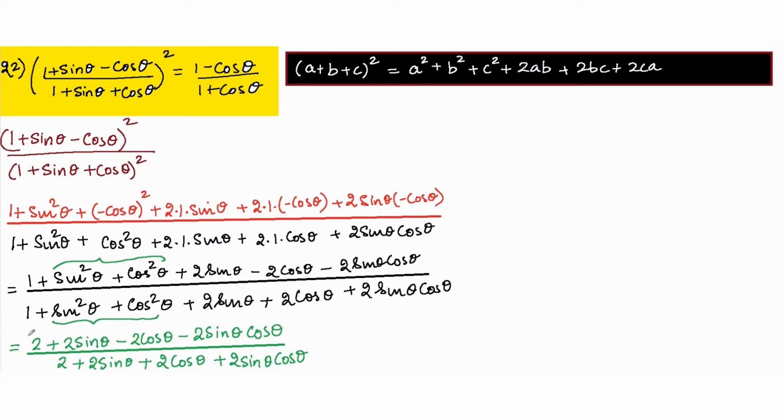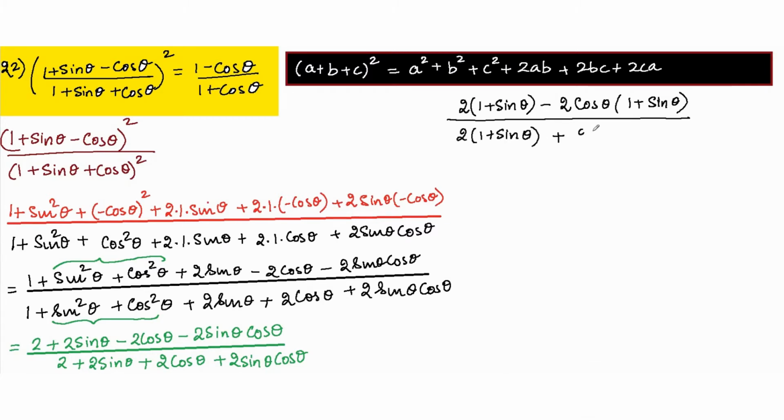Now let's consider factorization. From the first two terms 2 is common. So 2 times 1 plus sin theta. In the next two terms minus 2 cos theta is common. So minus 2 cos theta times 1 plus sin theta, the whole divided by 2 times 1 plus sin theta plus 2 is common in the denominator. So 2 cos theta times 1 plus sin theta.